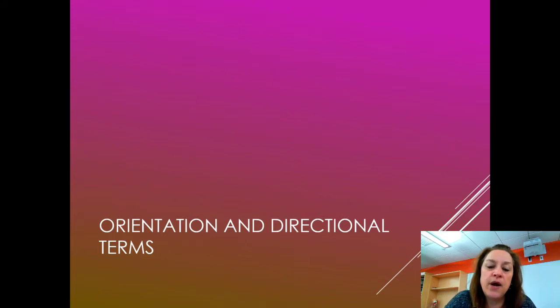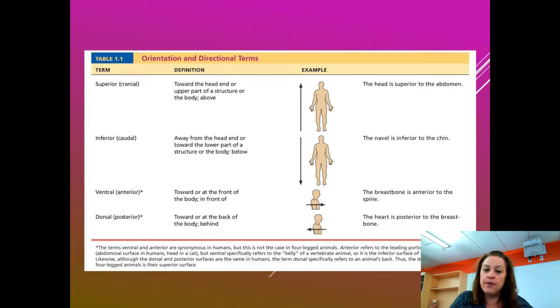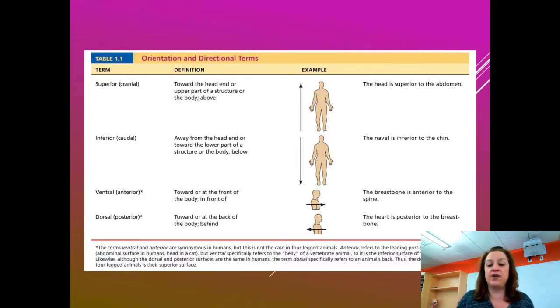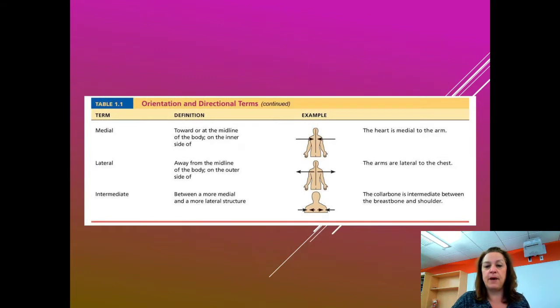We also want to talk about how we refer to the body directionally. We don't just say it's up there, it's down there. We're going to use different words. We're going to use words like superior, right, meaning towards the head end. Inferior, meaning away from the head. Up, down would be superior, inferior. Ventral or anterior means towards the front of the body, and dorsal means towards the back of the body. Medial, towards the middle. Lateral, away from the middle, away from the midline.